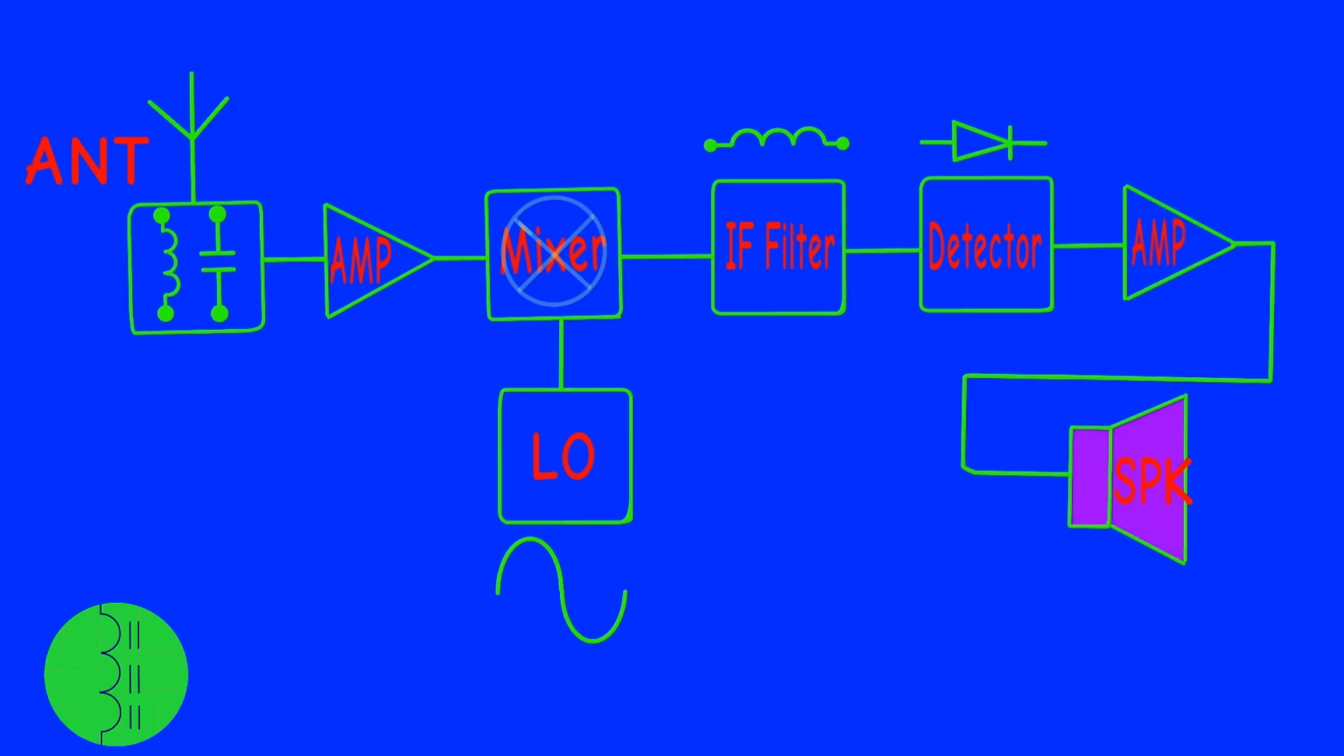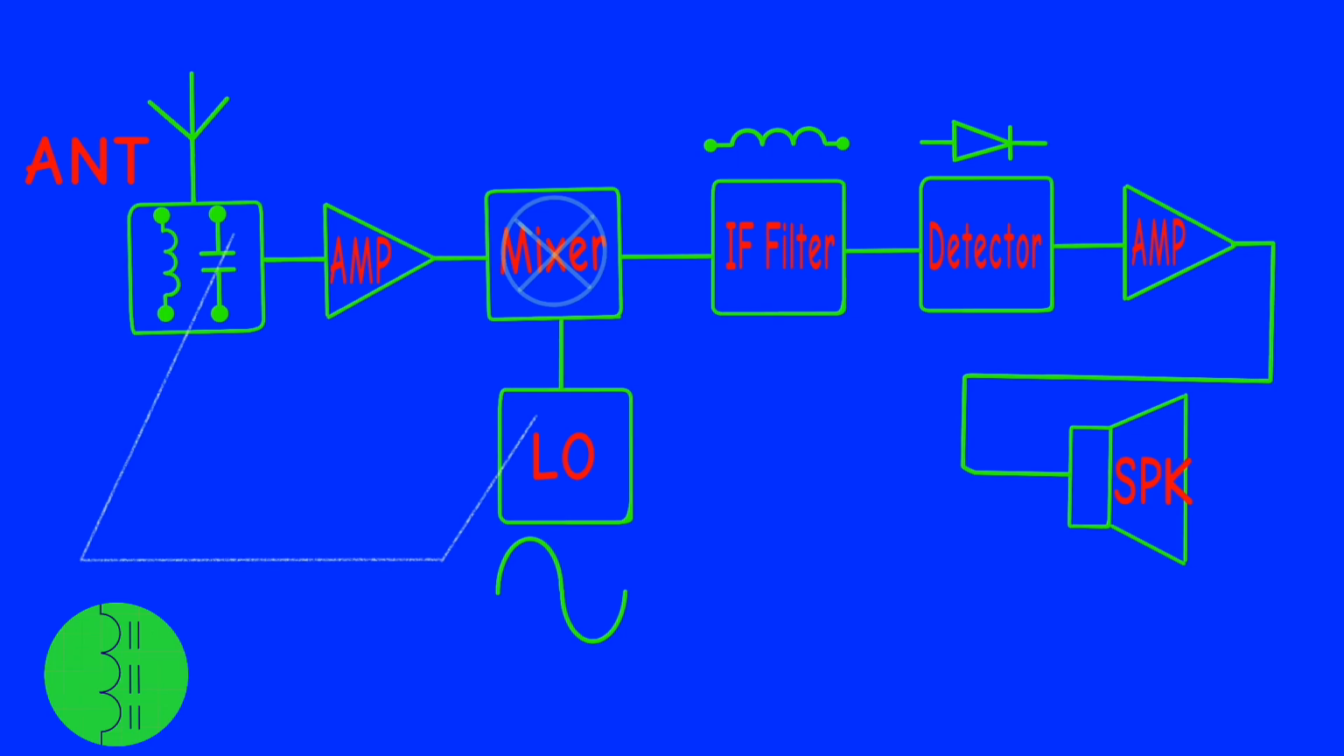9. Speaker, output device. Purpose: The speaker converts the amplified audio signal into sound that can be heard. Function: The amplified audio signal drives the speaker to vibrate, producing sound waves corresponding to the audio information that was originally modulated onto the radio signal.